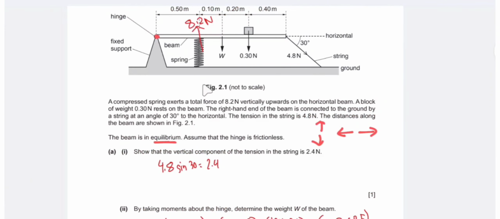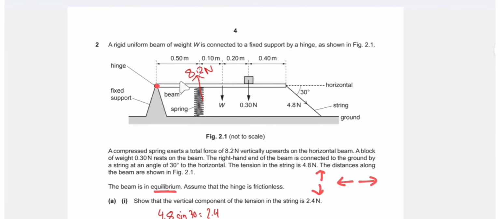So since the resultant force in the horizontal direction is 0, and the only other horizontal force acting is from the 4.8 Newton force, if we break the force into its components, the adjacent side is 4.8 cos 30. So 4.8 cos 30, and this force is acting on the right.